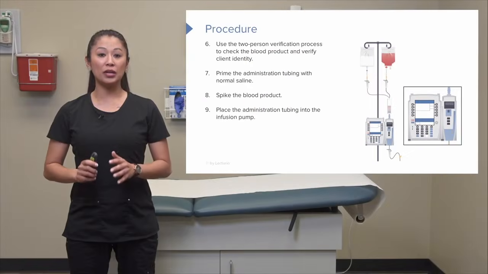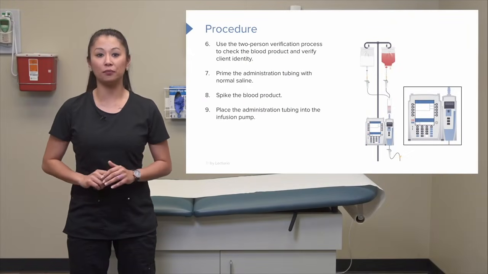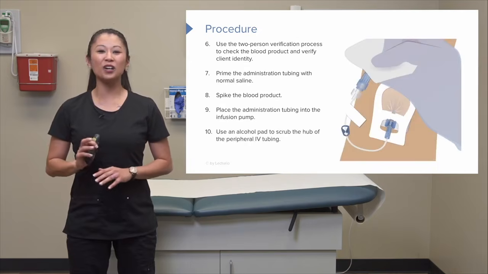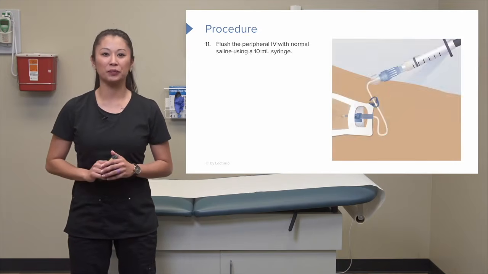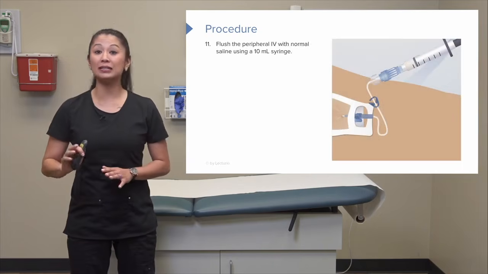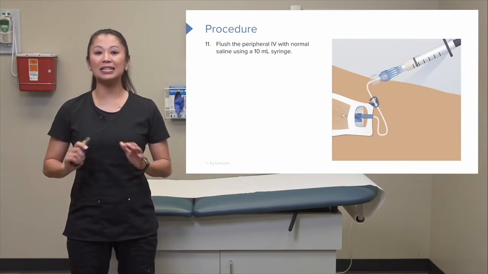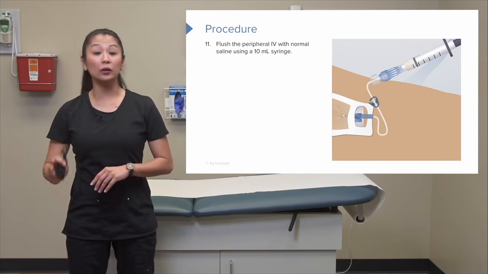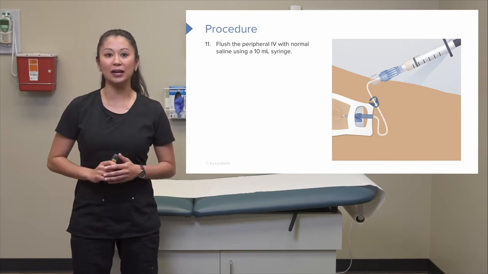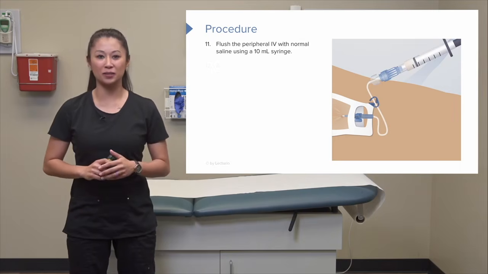So then make sure that you place the administration tubing into the infusion pump itself. And we want to use that alcohol pad to scrub the hub of the peripheral IV tubing. Now, don't forget, patency is important, so we're going to flush that peripheral IV with that 10 ml saline syringe. And we're going to check here that there's no irritation or leaking at the site, and that IV is patent and working well for our blood products.